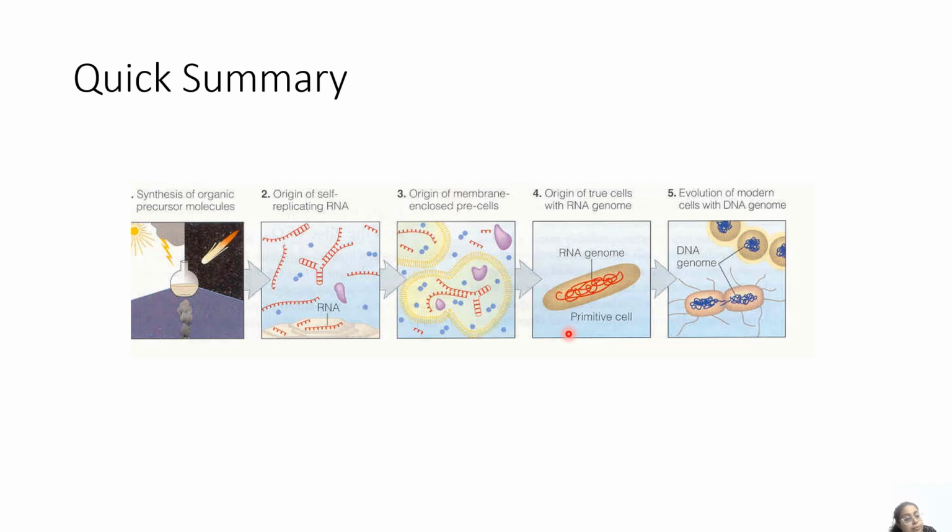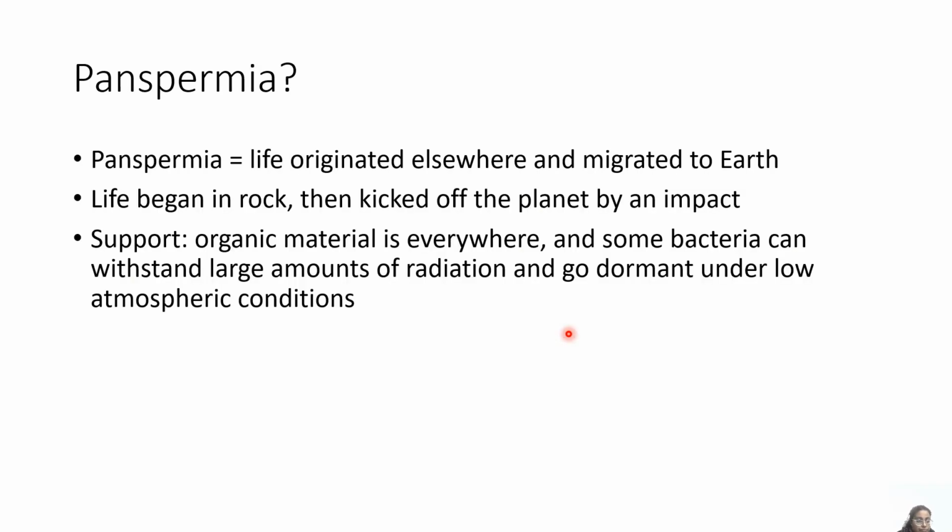So this is a quick summary: synthesis of organic precursor molecules, origin of self-replicating RNA, origin of membrane-enclosed pre-cells, origin of true cells with an RNA genome, and evolution of modern cells with a DNA genome.